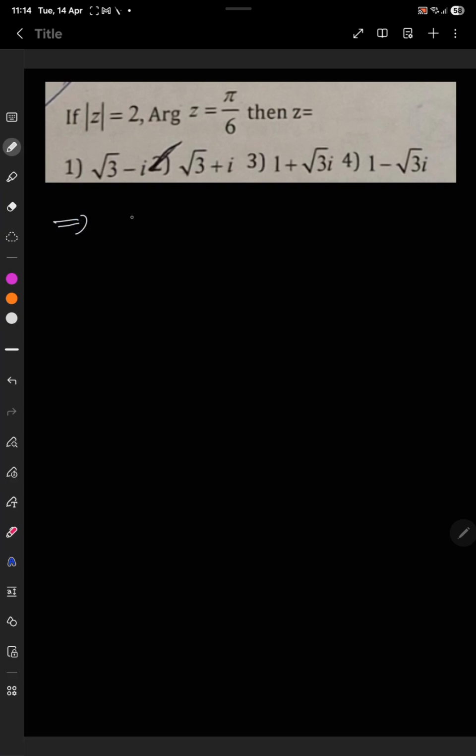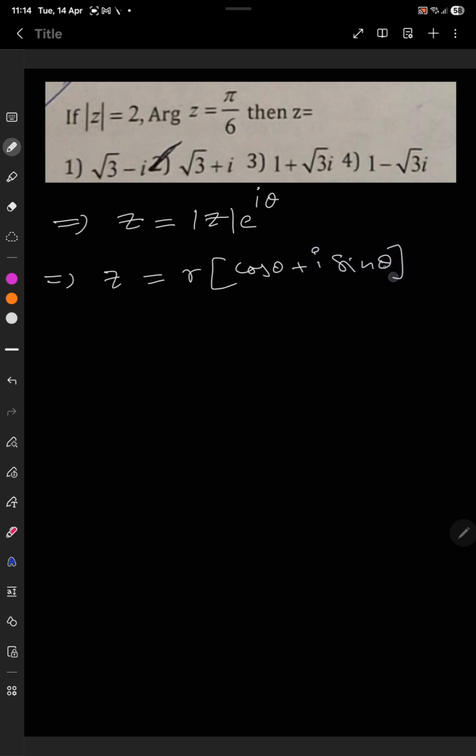So we know that z equal to mod z e power i theta. So that is z equal to r e power i theta, that is cos theta plus i sin theta, and this is called polar form of complex number.